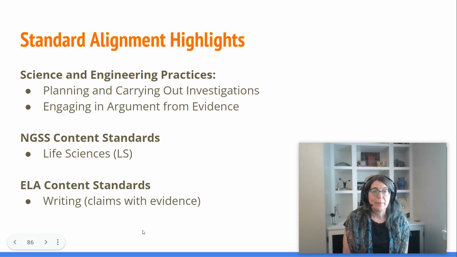Some standards alignment highlights for this lesson include planning and carrying out investigations. That is the most important science and engineering practice in this lesson. And again, as educators, we're often used to planning the investigation for our students and only asking them to carry it out. And I'm encouraging you to use that scaffolding table to include students in the planning as much as they are able. And then when you're writing your agricultural claim, that is engaging in argument from evidence, which is another science and engineering practice.